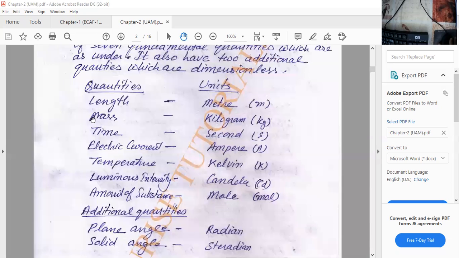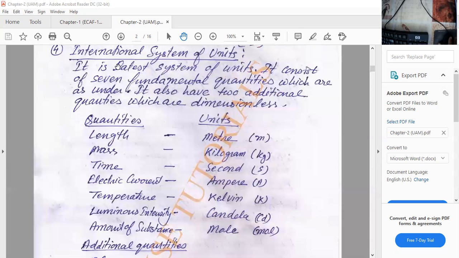The seven fundamental quantities included in our International System of Units are length, mass, time, electric current, temperature, luminous intensity, and amount of substance. Their respective units are meter, kilogram, second, ampere, Kelvin, candela, and mole. So as we can see, the unit of electric current is ampere, the unit of temperature is Kelvin, the unit of luminous intensity is candela, right? And amount of substance is mole.